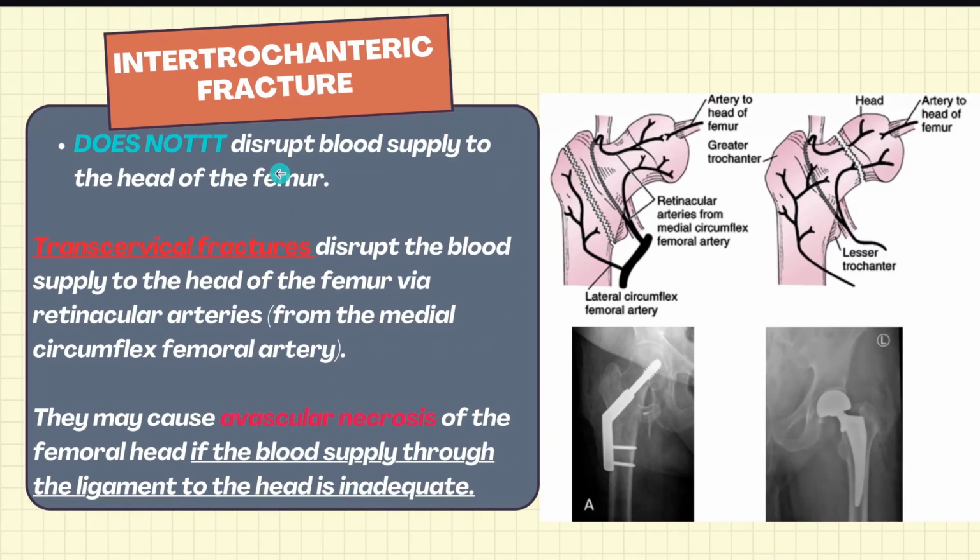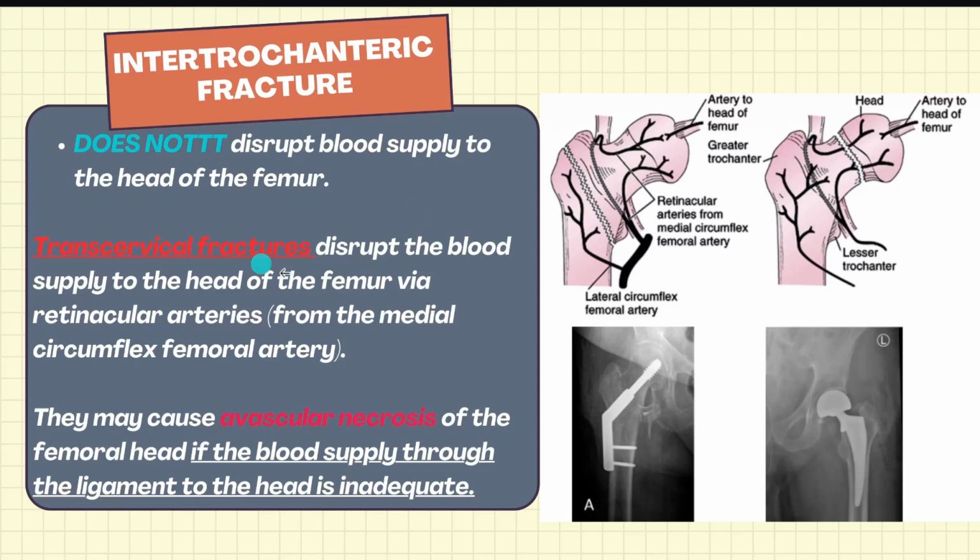Now we have two types of head and femoral neck fracture. We can either have an intertrochanteric fracture or a transcervical fracture. For the intertrochanteric fracture, as you can see here, this is going to be between the greater trochanter and lesser trochanter. This does not affect our blood flow.